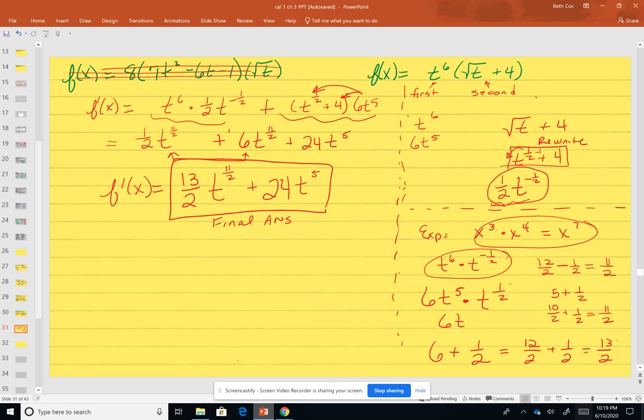It's just math, y'all. That was a doozy right there. Yeah, that was hard. So think through the product rule and let's get used to this radical stuff. All right? Keep trying.